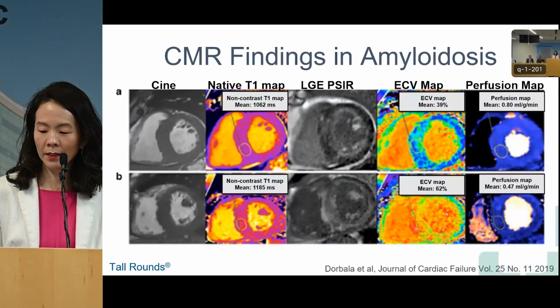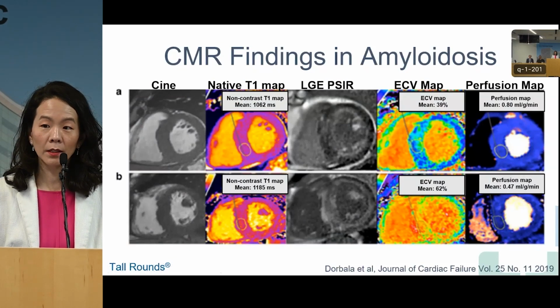In terms of findings in amyloidosis, I just wanted to highlight that in a cine image, you can have a very similar degree of LV thickness, but actually the degree of amyloid deposition within that thickened myocardium can be very different. So in patient A, you can see there's a thickened myocardium, which looks very similar to patient B. However, the T1 mapping is quite different. Patient B has significantly higher native T1 time.